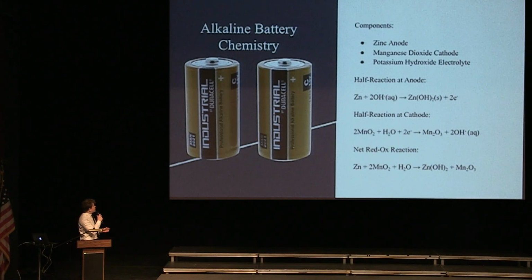Now, the alkaline battery consists of a zinc anode, a manganese dioxide cathode, and a potassium hydroxide electrolyte. Again, the different half reactions occur at each site, and then the net redox reaction is below. And these are all covered in more depth in my paper if you'd like to look at that.